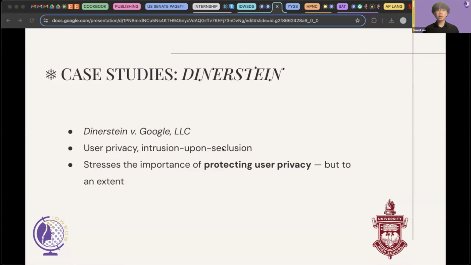So even though Dinerstein didn't win this case, his stories and actions might encourage institutions and hospitals to be more clear to patients about how their data is being used and shared. But that being said, what this case also highlights is that something hypothetical, something that wasn't injurious, won't necessarily qualify as a violation of user privacy.